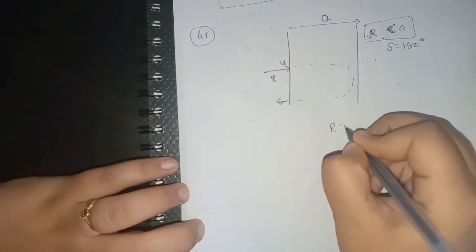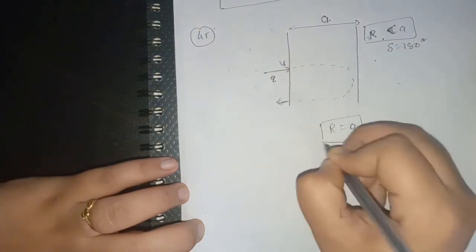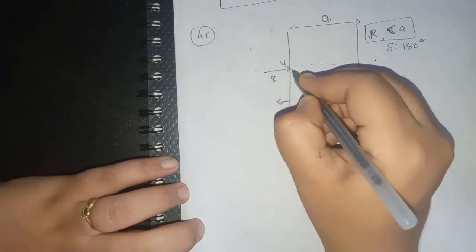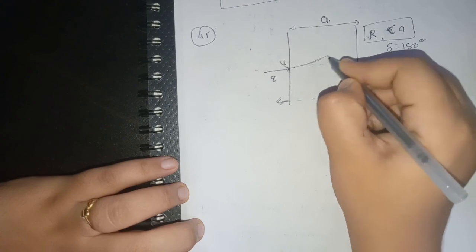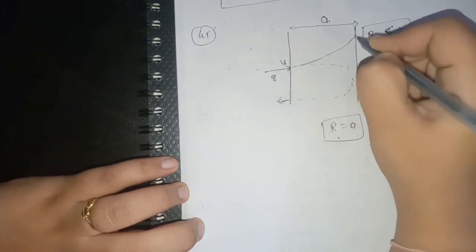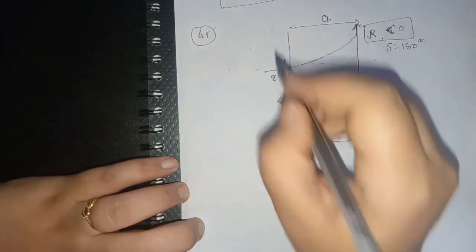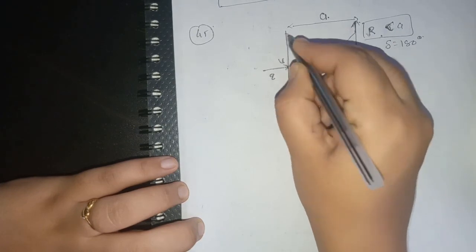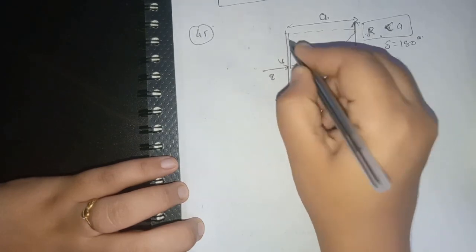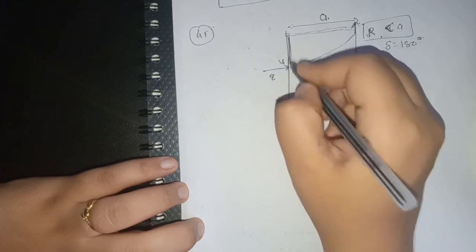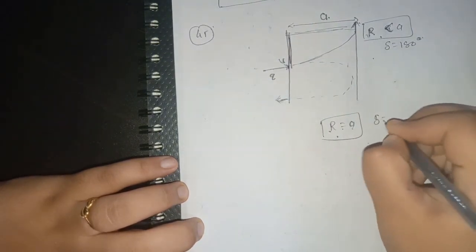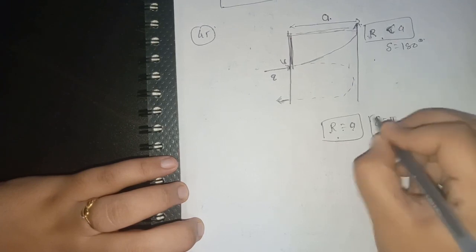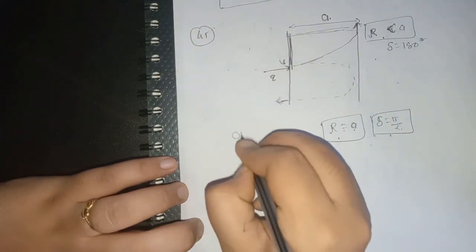If r is equal to a, then in this case, if the particle starts from here, it will move like this and it will come out in this direction. So in that case, these two distances should be the same. So when r is equal to a, the deviation will be pi by 2. So option 4 is the correct option.